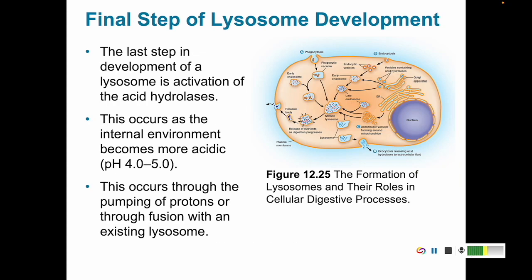Then finally, to activate a lysosome, you have to activate its acid hydrolases. So to activate the acid hydrolases, you need to drop the pH. So as the pH of that lysosome becomes more acidic, those acid hydrolases will become active, and then your lysosome is able to start digesting those worn out proteins and other materials that are delivered to it. So as that late endosome begins pumping protons in, it functionally matures into a lysosome, or it could fuse with an existing lysosome to have access to that acidity.